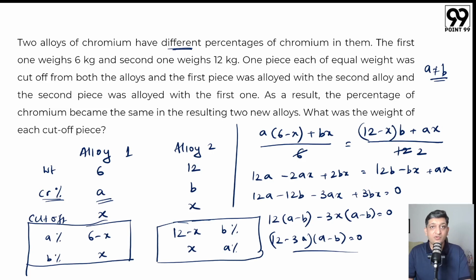Now if the product of two terms is equal to 0, at least one of the two terms has to be equal to 0. Now A cannot be equal to B because that is something that was mentioned to us. So we will get that 12 should be equal to 3x for this term to be equal to 0, which means that x will be equal to 4 kg. So the answer to this question, what was the weight of each cut off piece, is 4 kg.